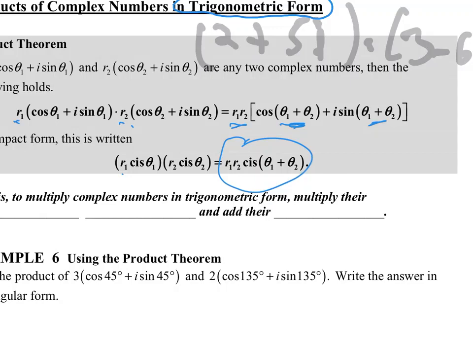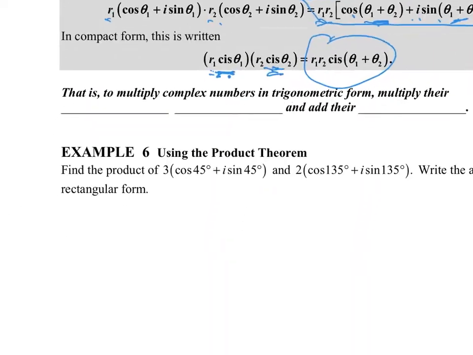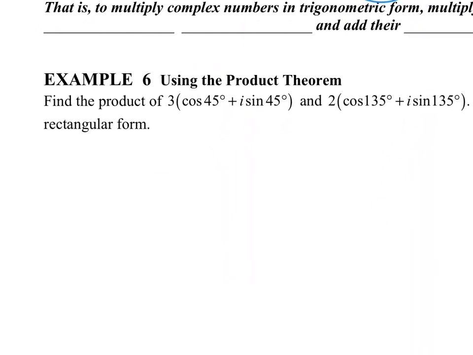This is what's happening in shortcut form, but it could have started out like this. You got the long form, because you got the cosine of an angle plus the i sine of the angle. So we're going to practice using the product theorem. It's really a simple formula, so you should have it memorized. It's making sure that we add up everything correctly.